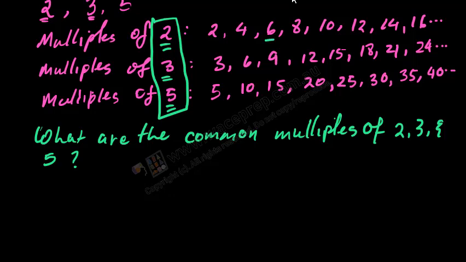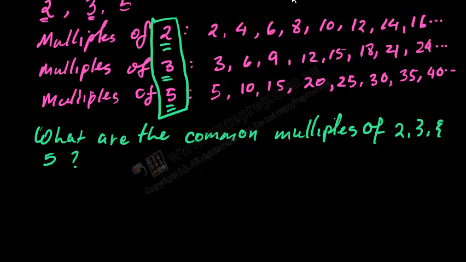6 is common between 3 and 2 but doesn't exist for 5, because the next number for 5 is 10, which is more than 6, right? So we need to find numbers that are common between all of these. How about 8? Well, 8 only goes for 2 and not for 3 or 5. What about 10? 10 is common between 2 and 5 but not for 3, it's missing. 10 is between 9 and 12.